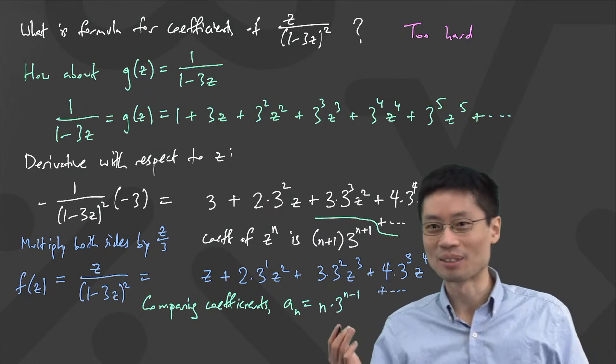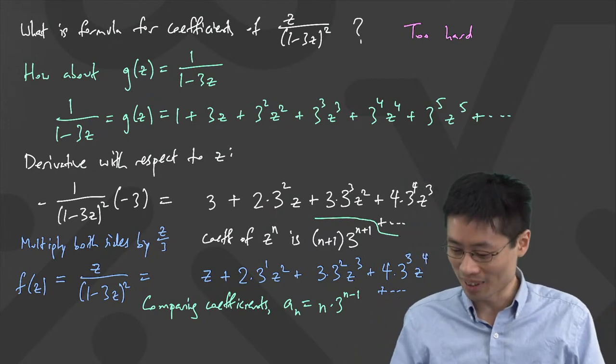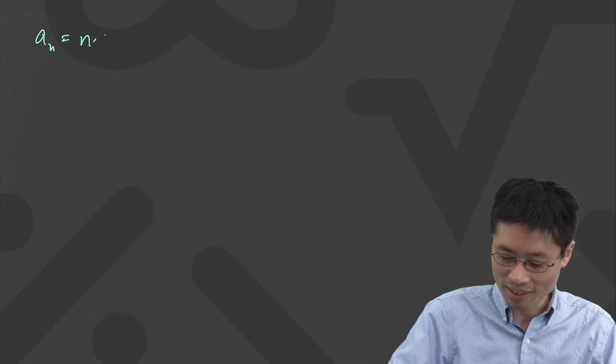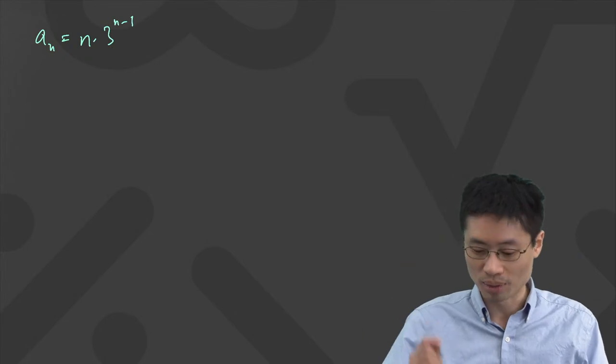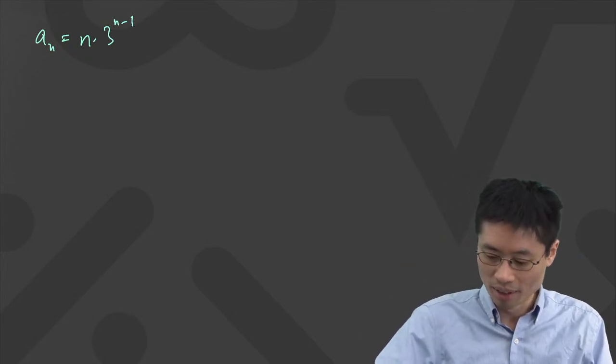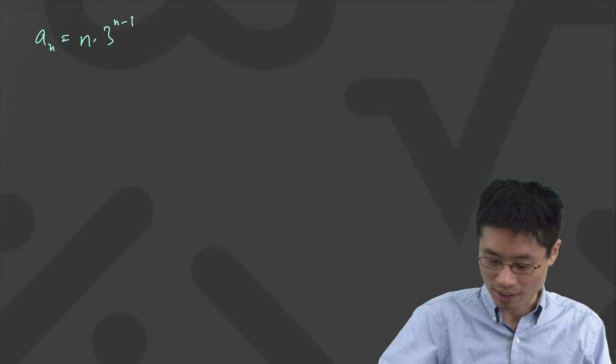Do we buy that? Let's go and find out. Okay, so the moment of truth is n times 3 to the n minus 1. Really? a n equals n times 3 to the power n minus 1. We could prove this with induction if you wanted to. We will never need to do that in this thing. But the question is, does it work?